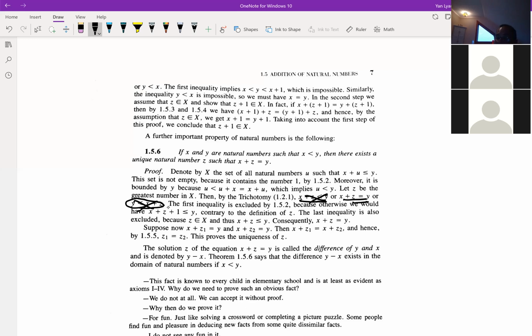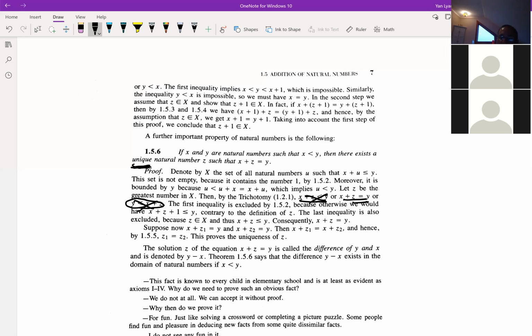Are we done? Not quite. We have x plus z is equal to y, which is good, but you still have to isolate z, because we're trying to prove uniqueness. We showed that we have an element, but what's stated in the result is not only that we have one, but that we have a unique one.